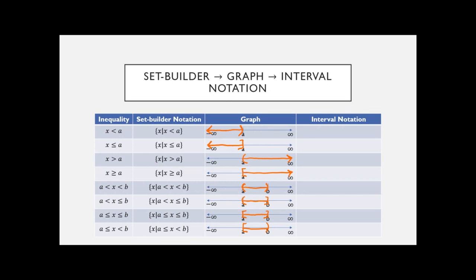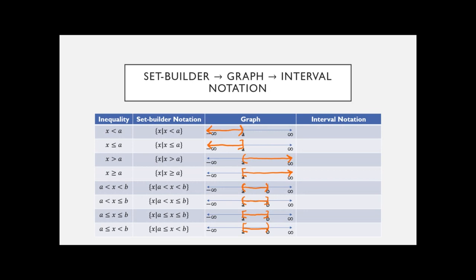So let's look at the top one. We have x less than a, and a is just some number. So we can say x is less than 5. For set-builder notation, you just plug that inequality in. On the graph, we're saying all of our numbers are to the left of a. So the less than symbol tells us we use a parenthesis. Notice there's a parenthesis at a, because it's less than a. And then we have the arrow going to negative infinity.